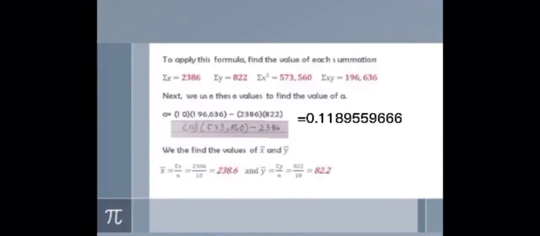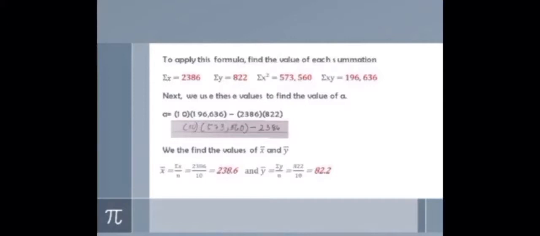So if you apply the formula, you can change the formula into the value of each summation. So the n in the formula stands for 10, and the summation xy is 196,636, and the summation of x is 2,386, and the summation of y is 822. So if you use the calculator, the answer is 0.11895559666. So that is the value of a.